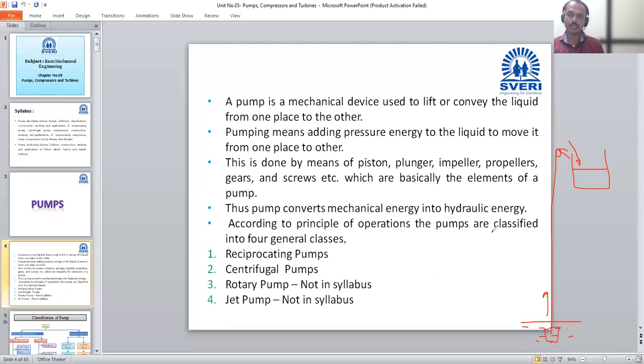So the function of a pump is to lift water, or we can say convey. If it is on the horizontal level, then we call it convey, transfer water from low level to high level. Pumping means adding pressure energy to the liquid to move it from one place to another. Okay. See here, to lift the water we have to add some energy, and due to that energy the water can flow from the lower level to the upper level.